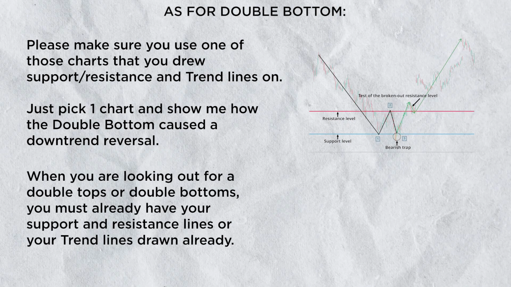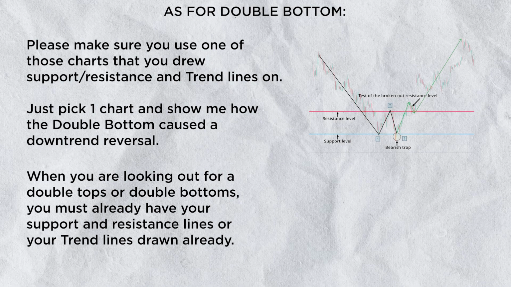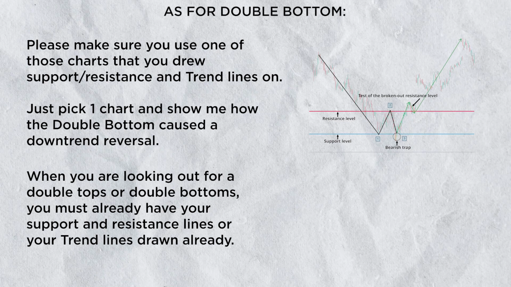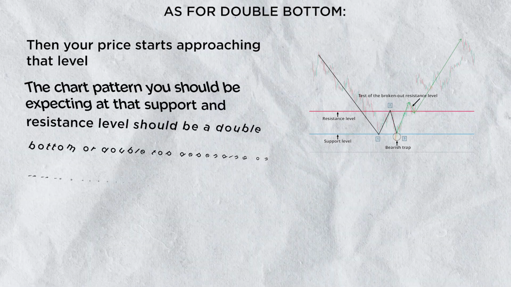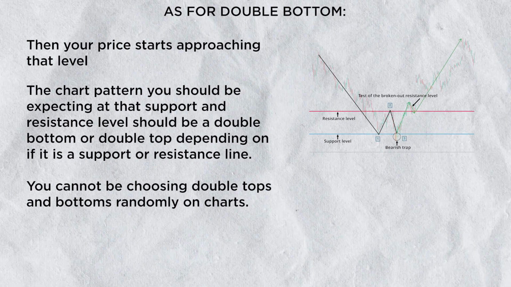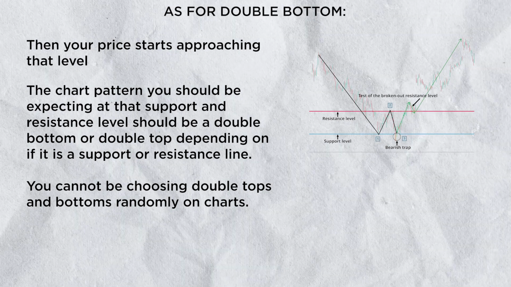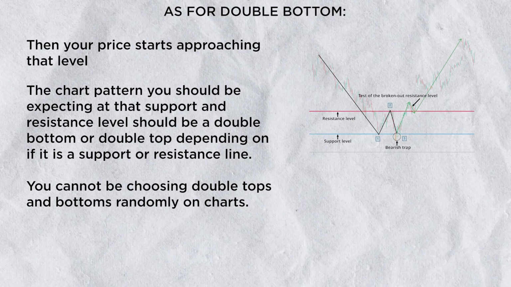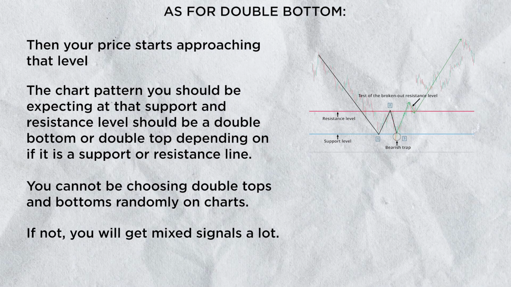When you are looking out for double tops or double bottoms, you must already have your support and resistance lines or your trend lines drawn already. Then your price starts approaching that level. The chart pattern you should be expecting at that support and resistance level should be a double bottom or double top, depending on if it is a support or resistance line. You cannot be choosing double tops and bottoms randomly on charts. If not, you will get mixed signals a lot.